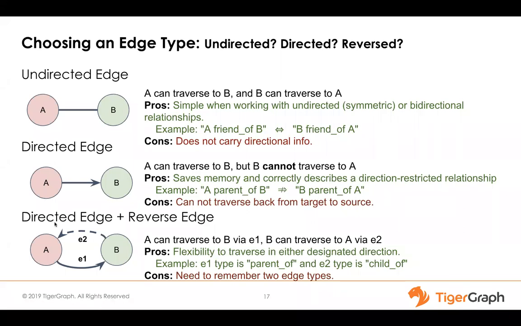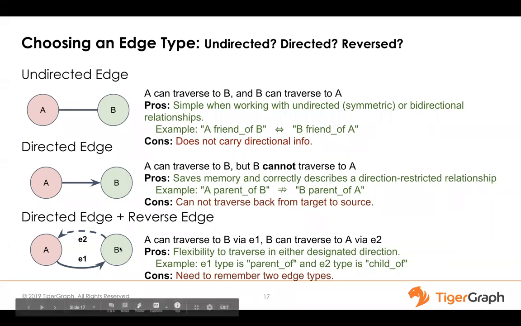And here is our third choice. The advantage is that it is very flexible to traverse in either direction, right? Because I can feel free. If I want to go in that direction, I use E1; the other direction, I use E2. It's very flexible. The con is you need to maintain or remember two edge types, which gives you a harder time when you write the queries.